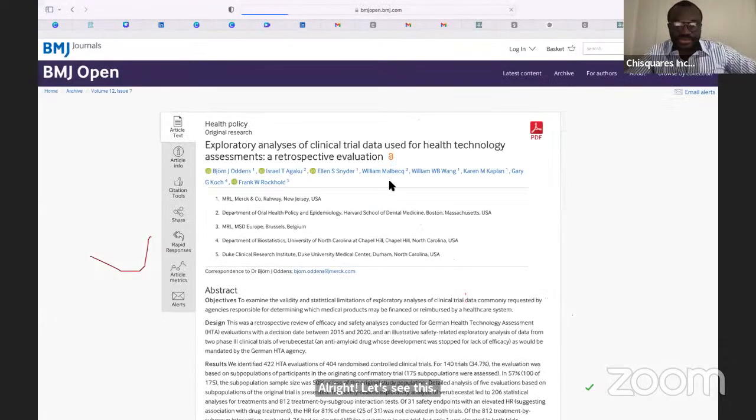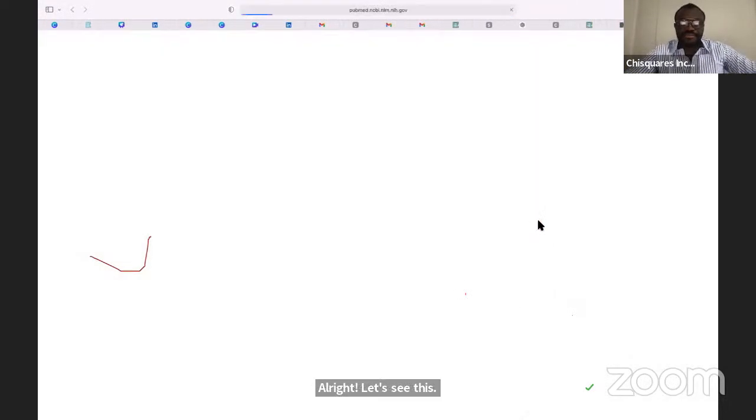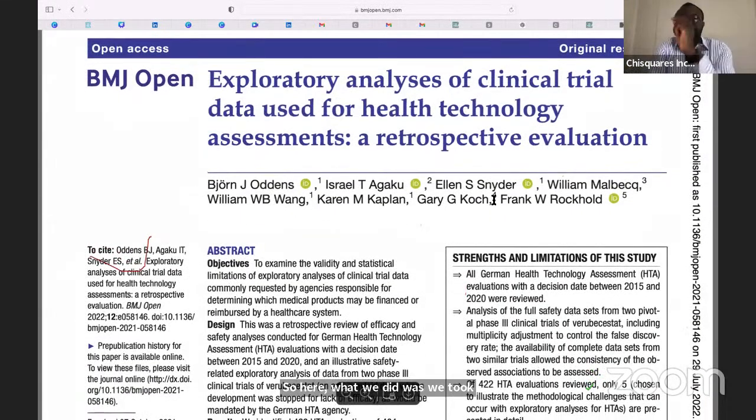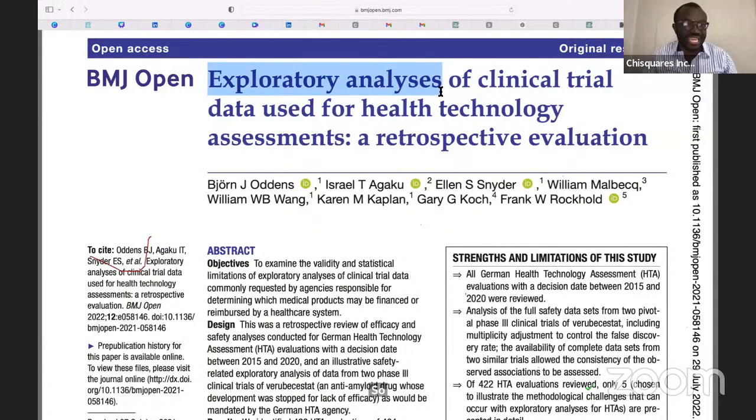So here, what we did was we took... as the very first word, as you can see here, is exploratory analysis of clinical trial data. This is clinical trials, but that alone should tell you that you can have exploratory analysis even within the context of clinical trials.